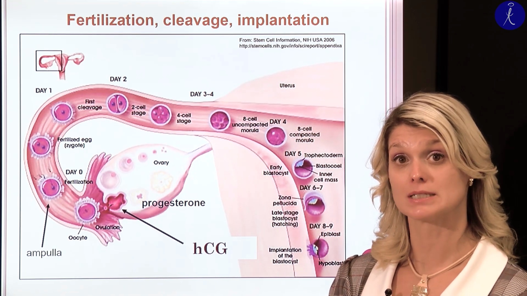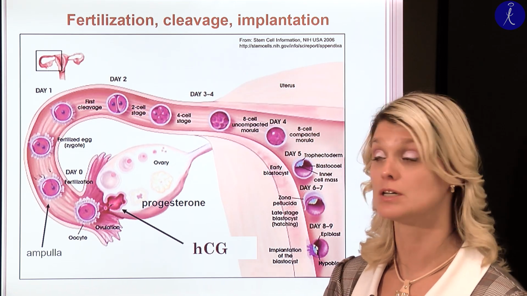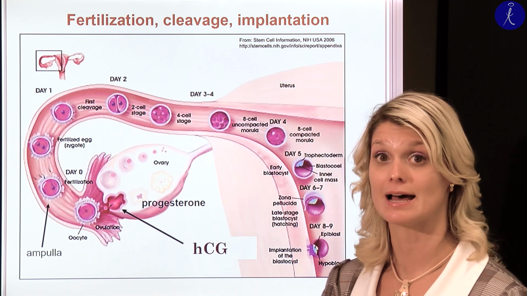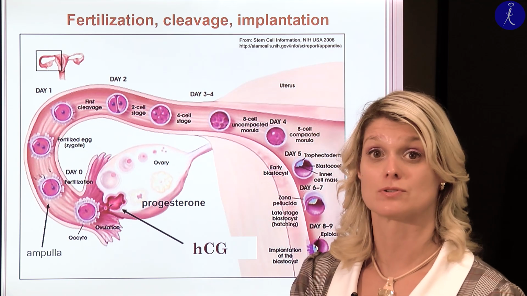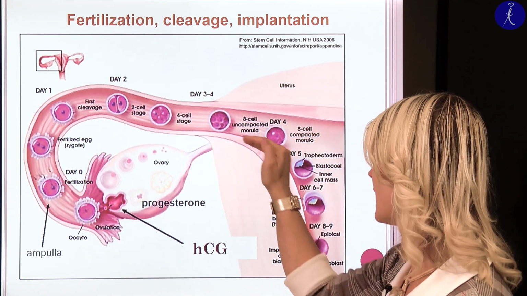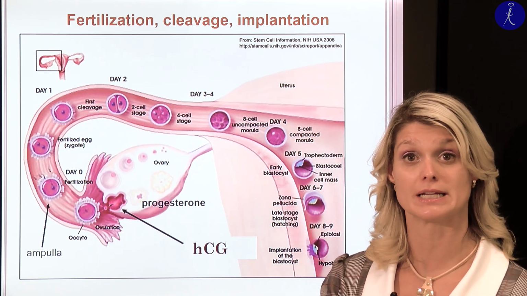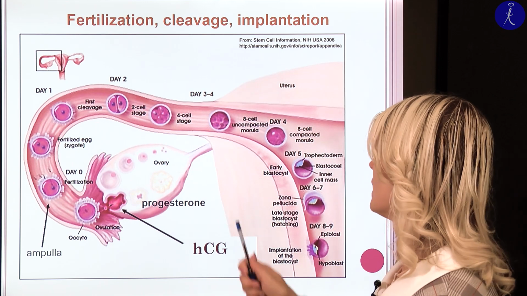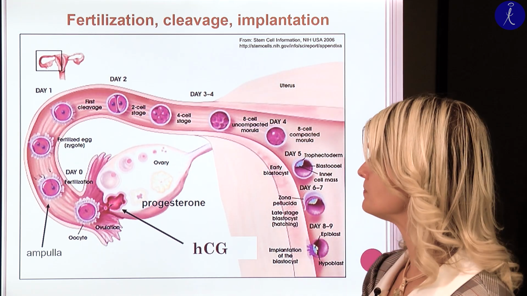Why is it important? Because, of course, I told you the function of the menstrual cycle is that at the end of the menstrual cycle, the endometrium is waiting for the implantation. It is ready for the implantation. When does it happen? In the case of fertilization.